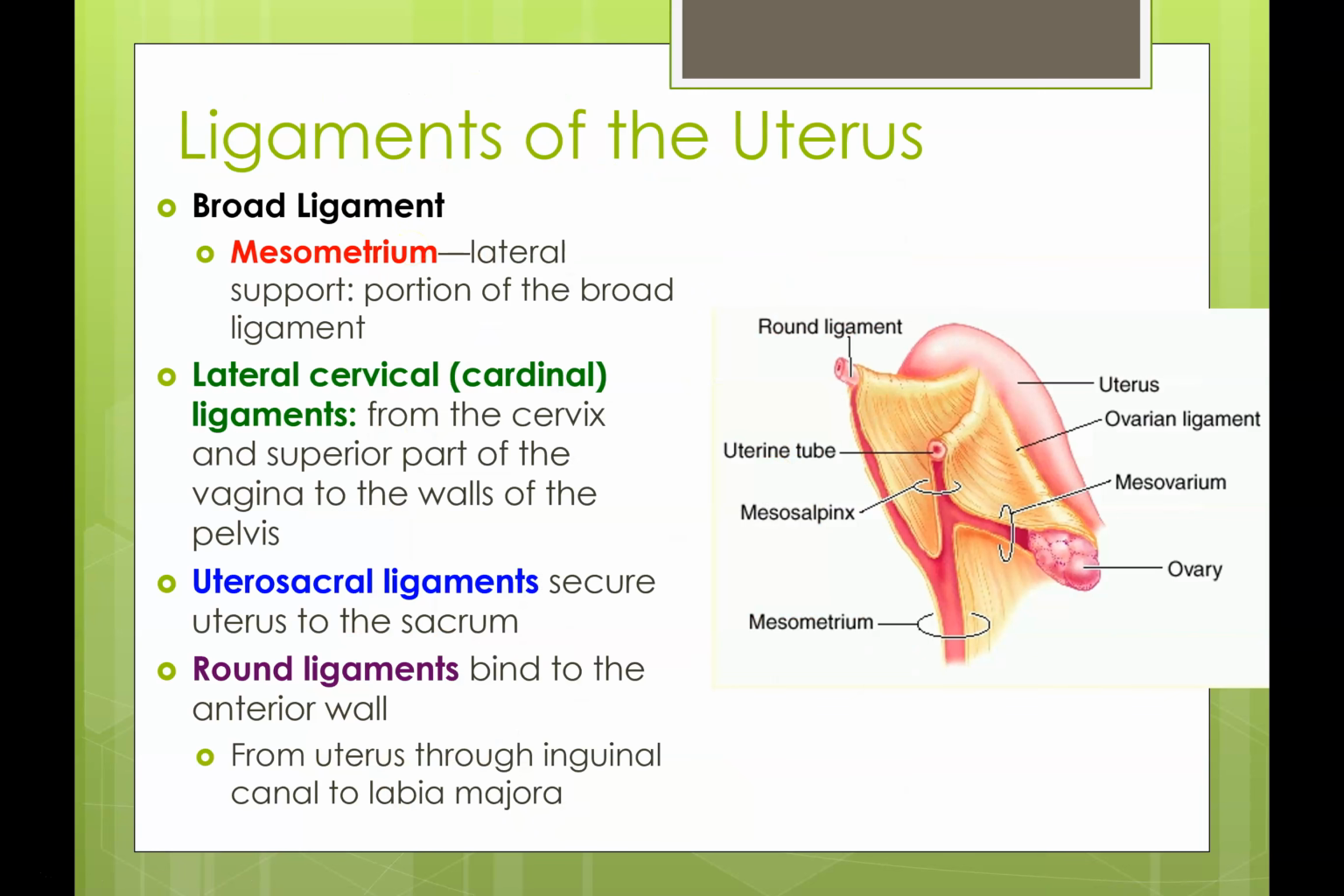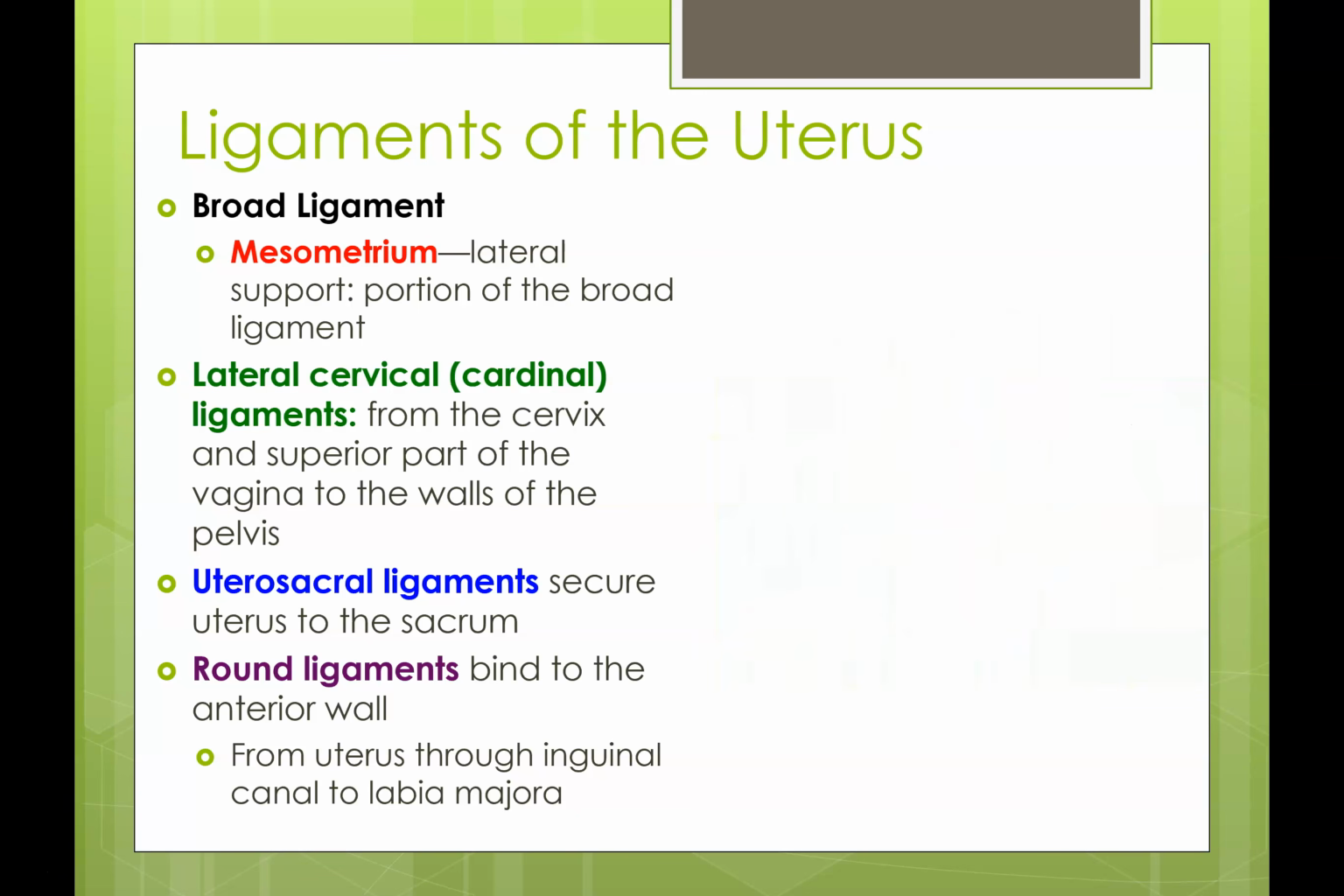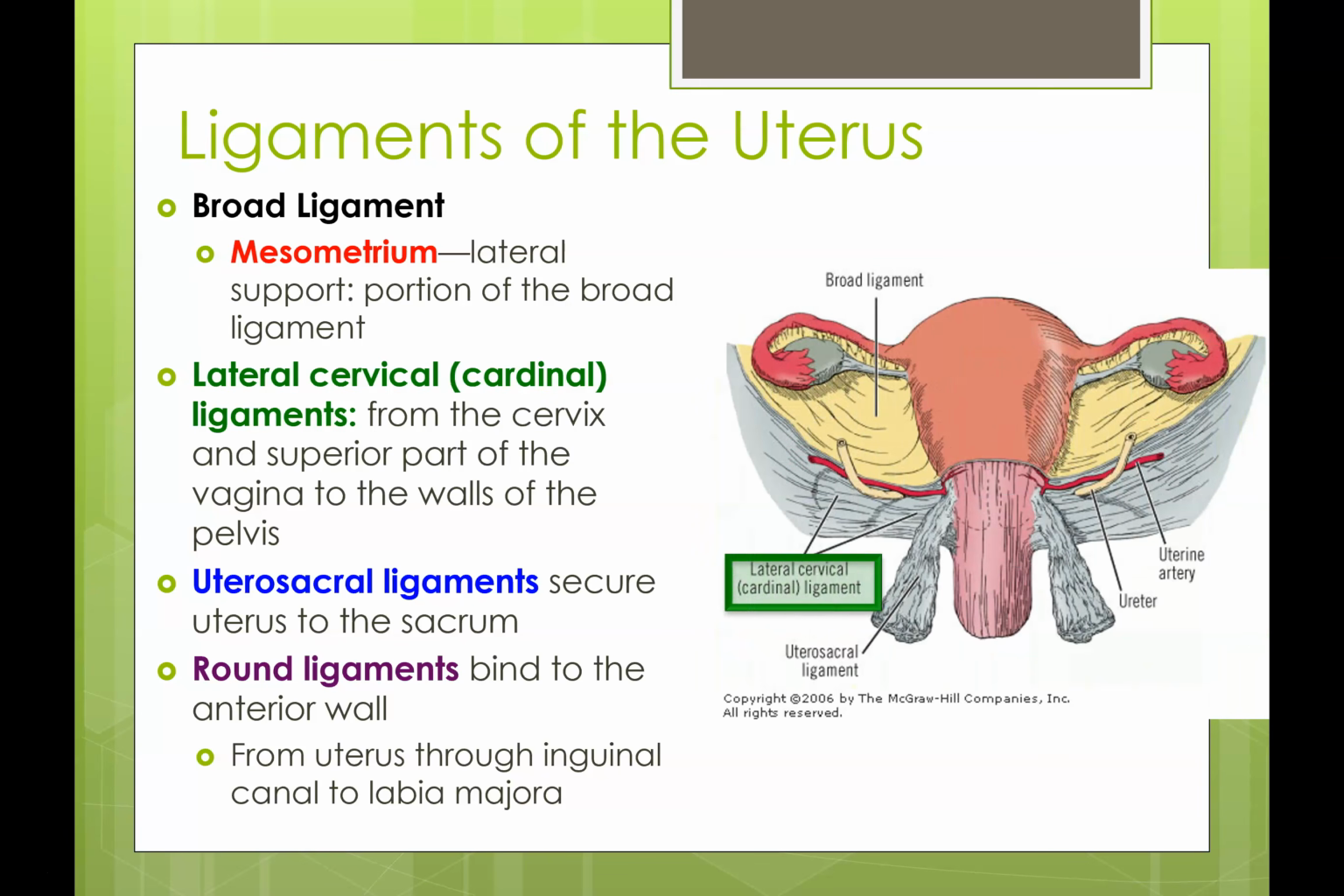So to finish off the portion of our broad ligament, we have our mesometrium. Anytime you see that metrium term, you want to think uterus. So this is the portion that is going to connect the uterus over to the pelvic wall to give lateral support to the uterus. We also have a lateral cervical or cardinal ligament, and this is attaching from our cervix to the superior portion of the vagina to the walls of the pelvis.